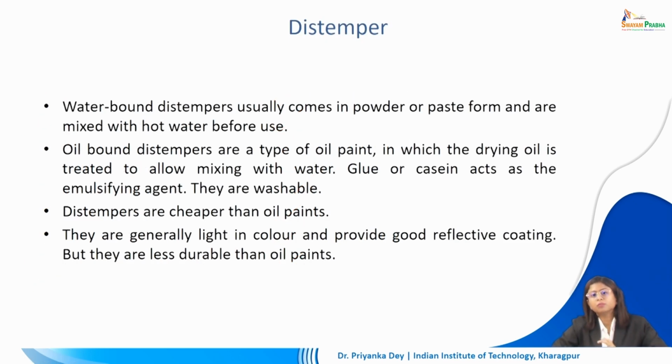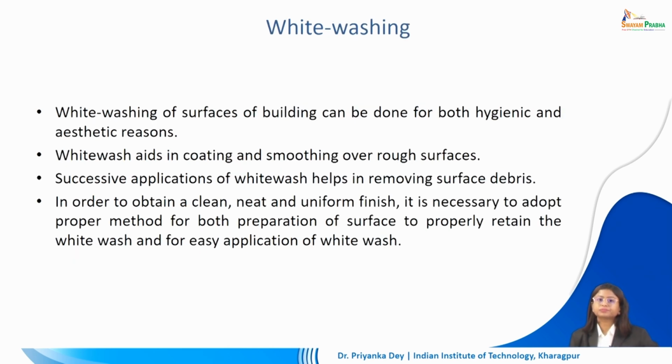Distemper is water-bound. Distempers are usually coming in powdered or paste form and are mixed with hot water before use. Oil-bound distempers are a type of oil paint in which the drying oil is treated to allow mixing with water. Now, glue or casein acts as an emulsifying agent. These are washable. Distempers are cheaper than oil paints and they are generally light in color and provide good reflective coating. They are less durable than oil paints though.